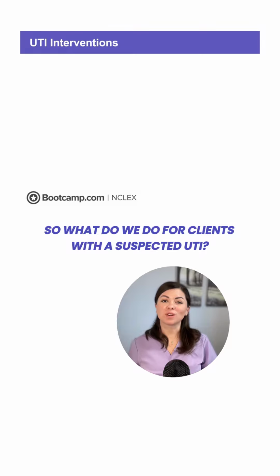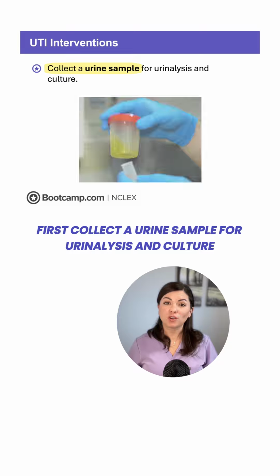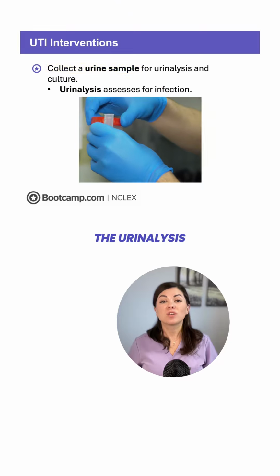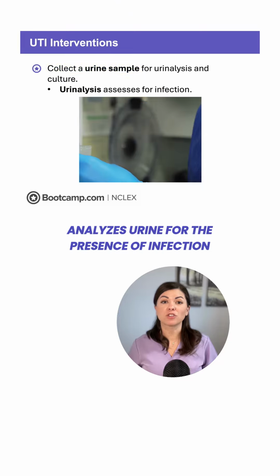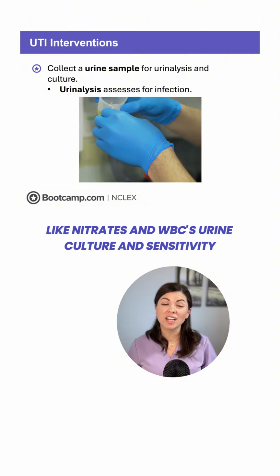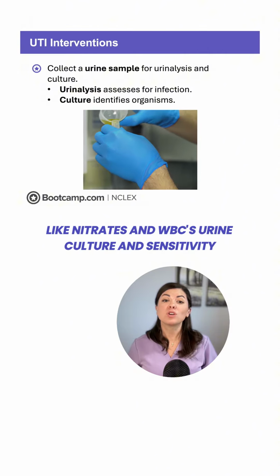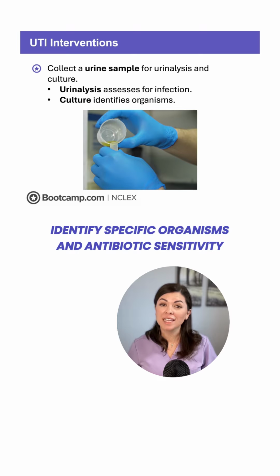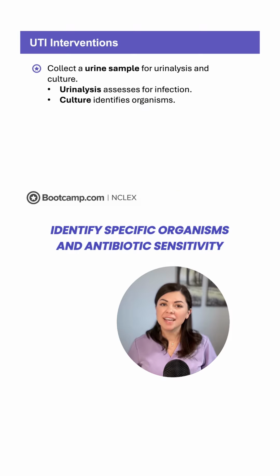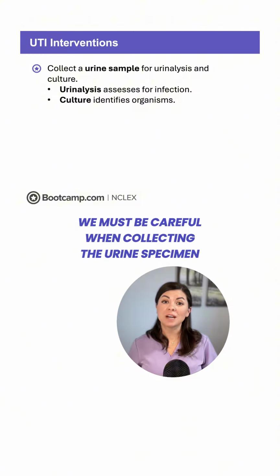So what do we do for clients with a suspected UTI? First, collect a urine sample for urinalysis and culture. The urinalysis analyzes urine for the presence of infection like nitrates and WBCs. The urine culture and sensitivity identifies specific organisms and antibiotic sensitivity. But to get accurate results, we must be careful when collecting the urine specimen.